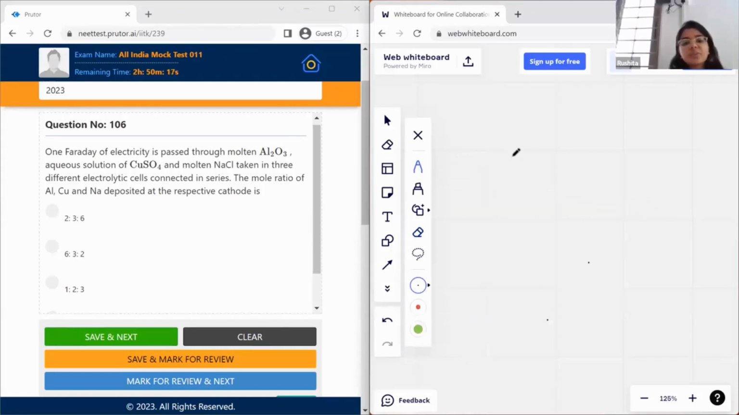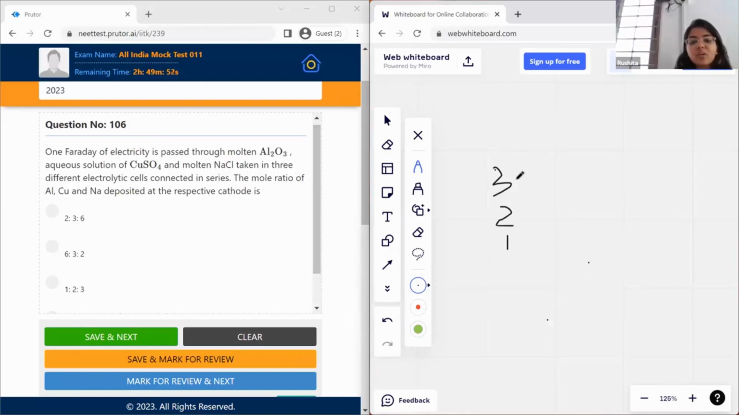So the mole ratio would be determined by the valency of the substance, which determines the number of electrons it displaces. So aluminium would displace 3 electrons because it has a valency of 3. Copper would displace 2 electrons. And Na, sodium, would displace 1 electron, right?